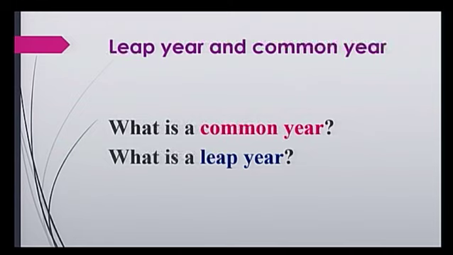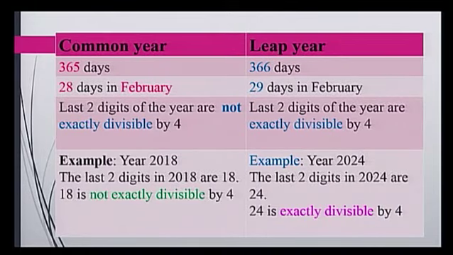So we are now going to learn about leap year and common year. So what is a common year? What is a leap year? So let us look at the following table to understand the difference between a common year and a leap year. So, for a common year, we usually have 365 days. That is, we have 28 days in February. Whereas for a leap year, we have 366 days and 29 days in February.